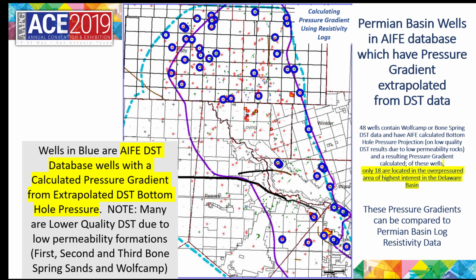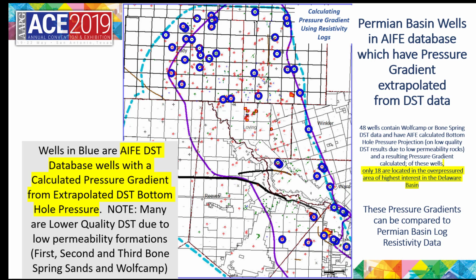48 wells contain Wolfcamp or Bone Spring drill stem test data and have a calculated bottom hole pressure projection. And guess what? It's on low quality drill stem test due to low permeability rocks. If you're in the Gulf Coast, you got all kinds of beautiful pressure tests and beautiful permeable porous sands. What do you have in the Delaware Basin? You've got miles and miles of railroad track shale, and it's tight.